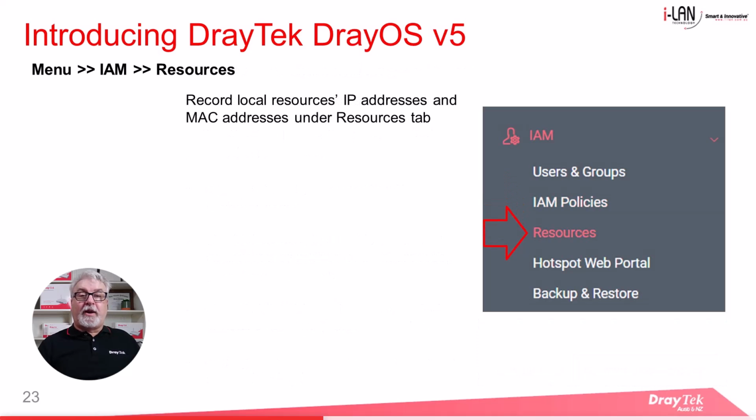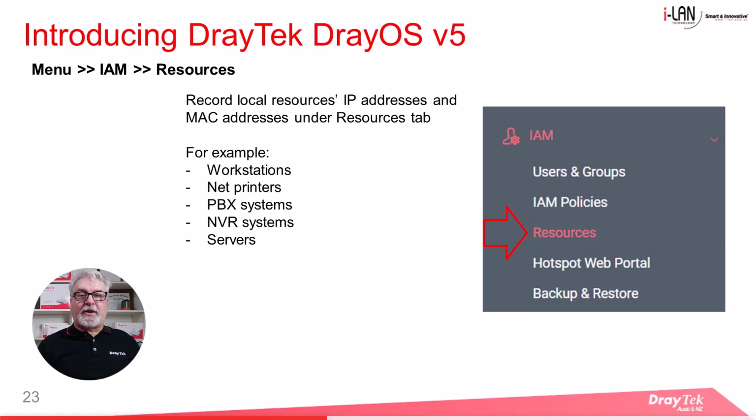The Resources option allows recording IP addresses and MAC addresses of local devices like workstations, network printers, PBX systems, NVR systems, and servers, which can also greatly enhance the effectiveness of your access policies. These recorded addresses will serve as the foundation for creating and enforcing the mentioned access policies.